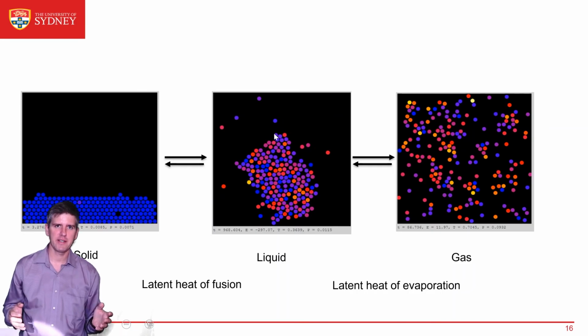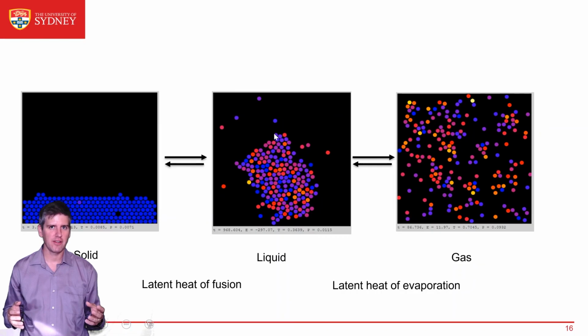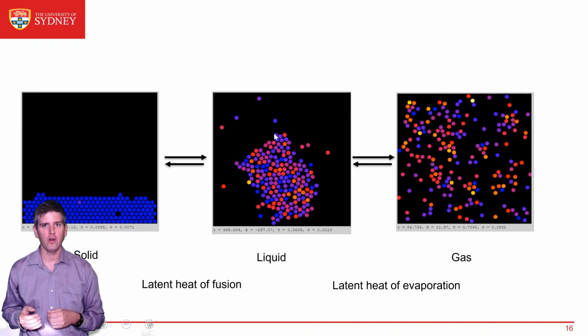I hope that clarifies how solids, liquids and gases, the three main phases of matter, are different from each other at a molecular level and how one turns into the other. In each case, there's some energy involved called the latent heats, which we're going to discuss more in detail on Wednesday.